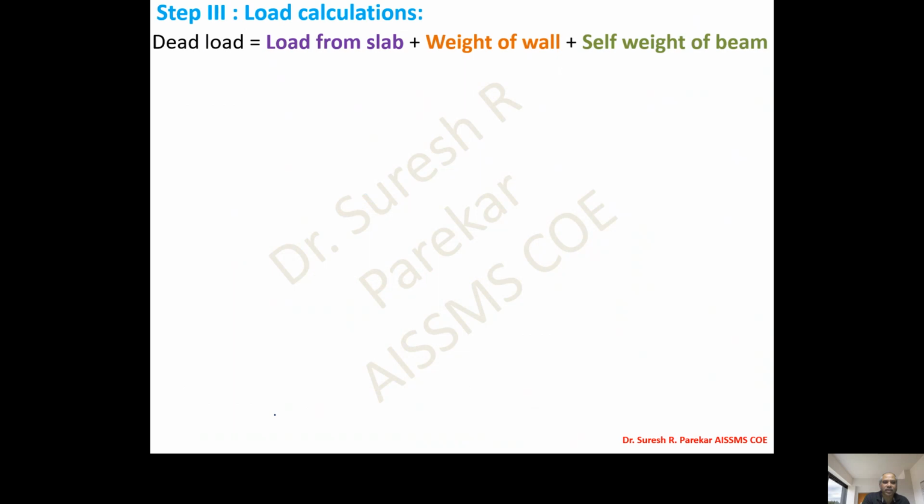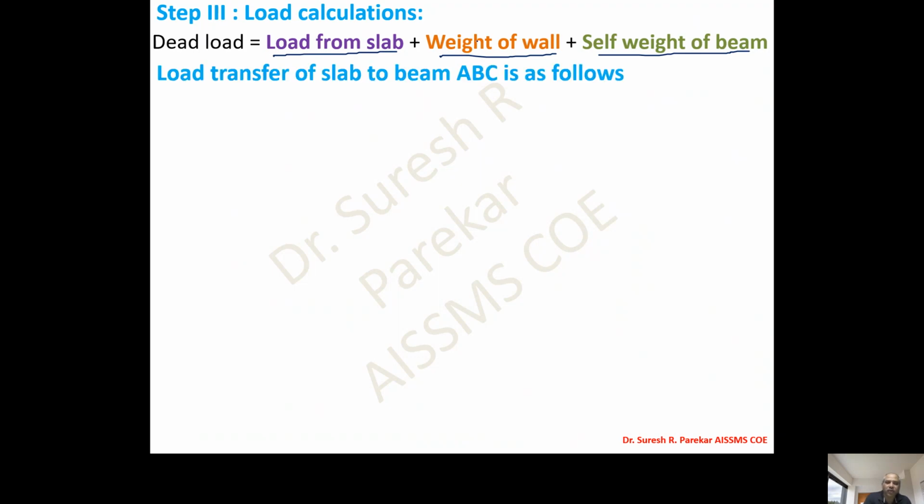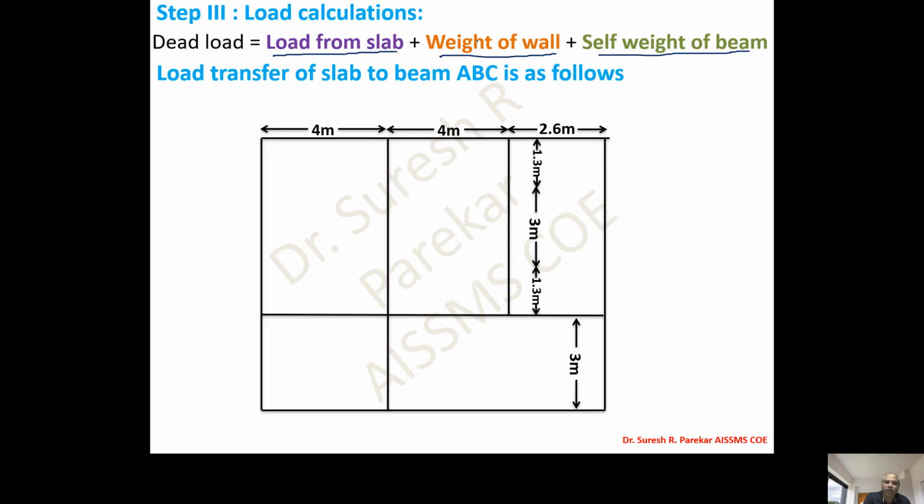Then load calculations. As we have seen in the floor beam simply supported, we have the same load from slab, weight of wall and self weight of beam. So these three are the same as in your ground beam also. The load transfer from slab to beam ABC is as follows.